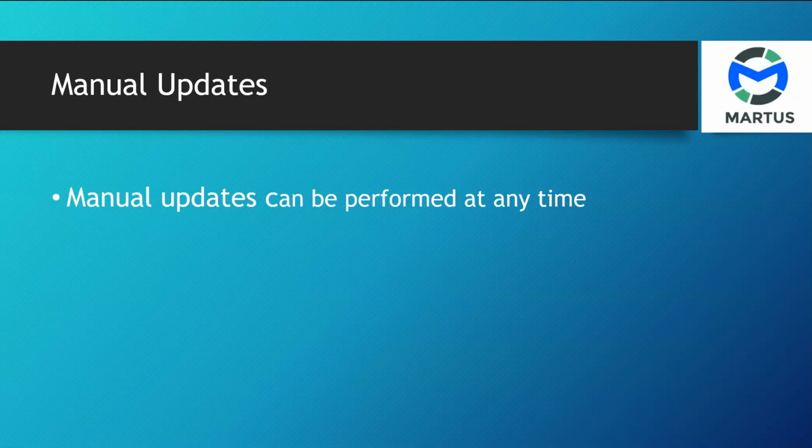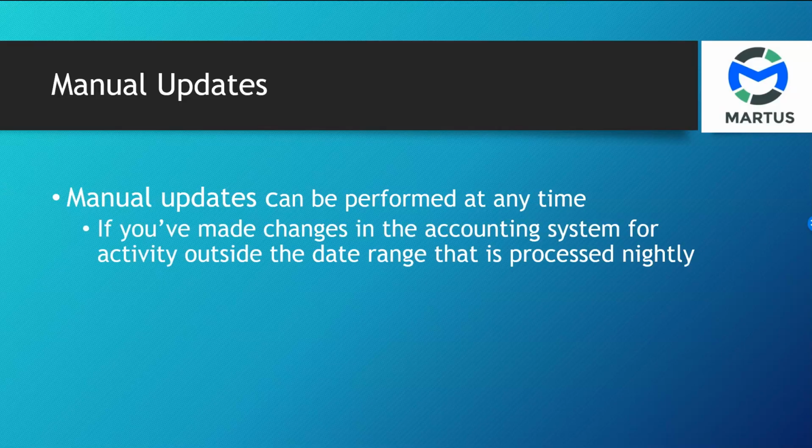You can perform manual updates at any time, but if the nightly process does all of these updates automatically, why would you want to run the updater manually? You sometimes make GL updates to activity that is outside the date range that is processed automatically. Updates such as audit adjustments, for example. You would need to run the updater manually to sync that older activity into Martus.